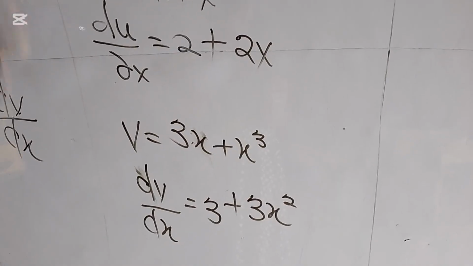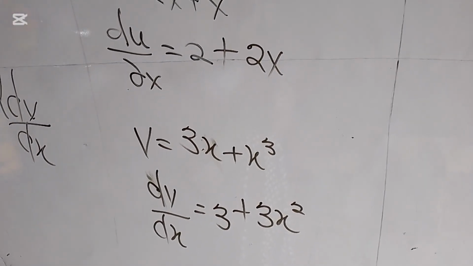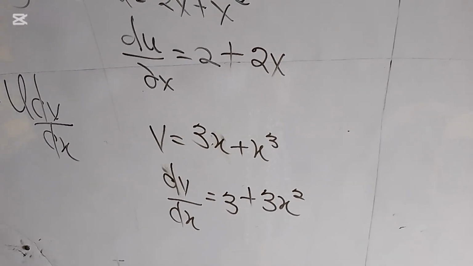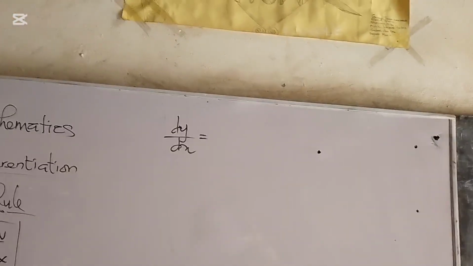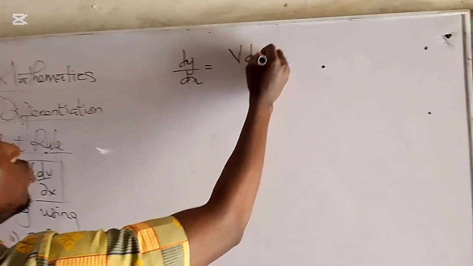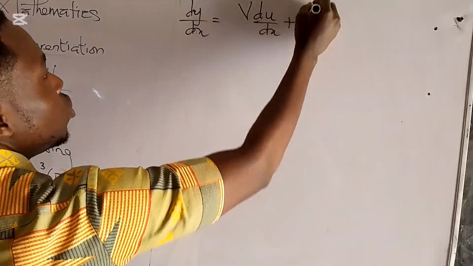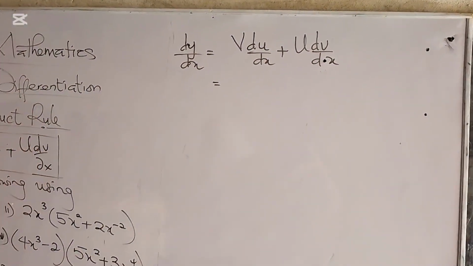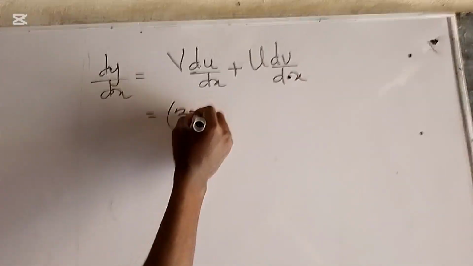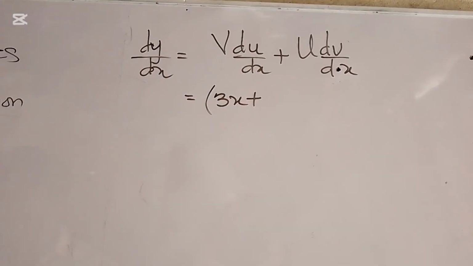So what we are now going to do is just take the formula, then do substitution. And bam, the final answer will just pop up. So we have our dy over dx, which is now equal to, you state the formula, v du dx plus u dv dx. What is our v? Our v is 3x plus x cubed.